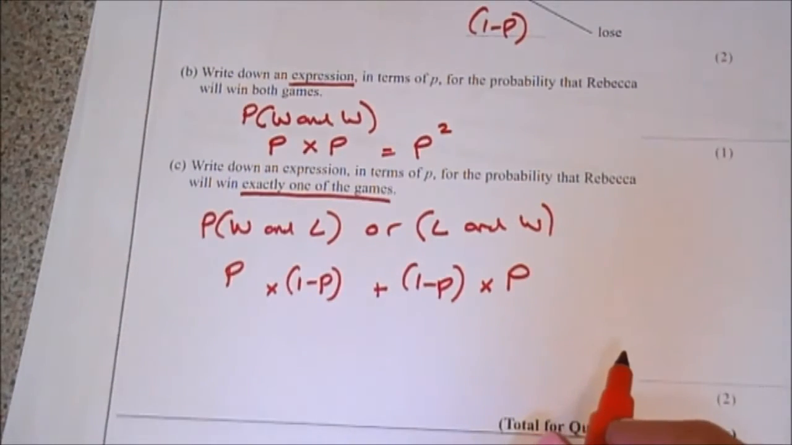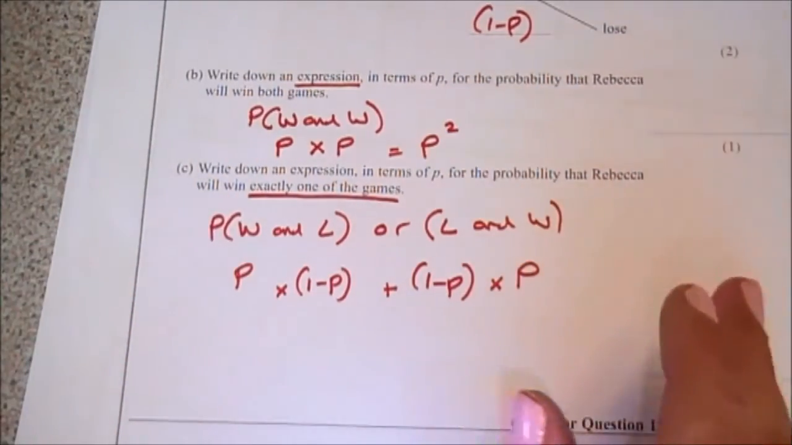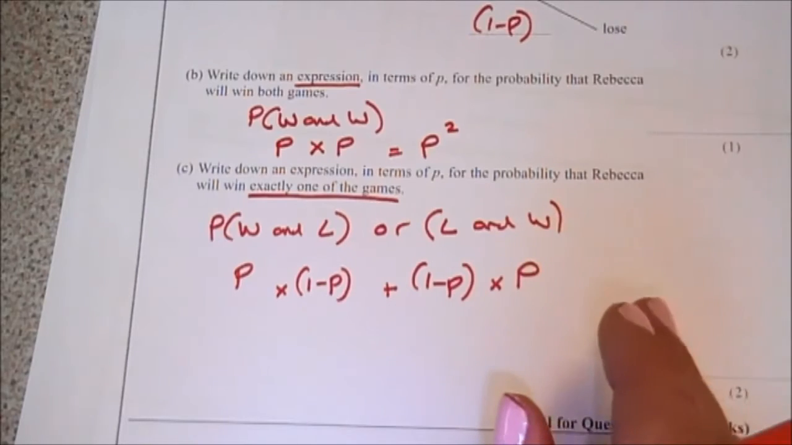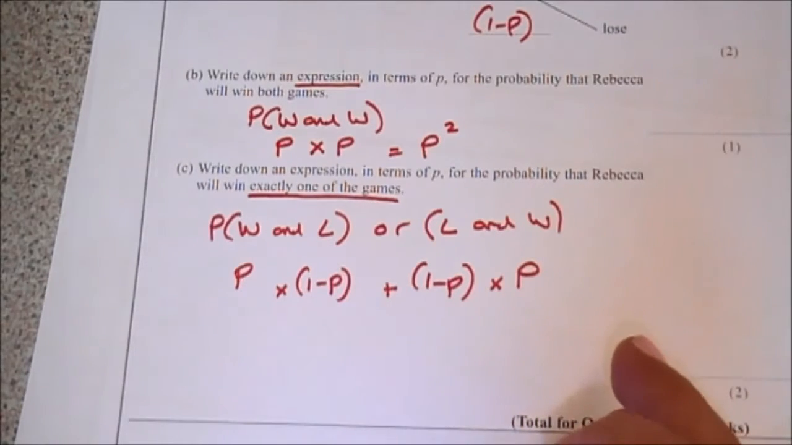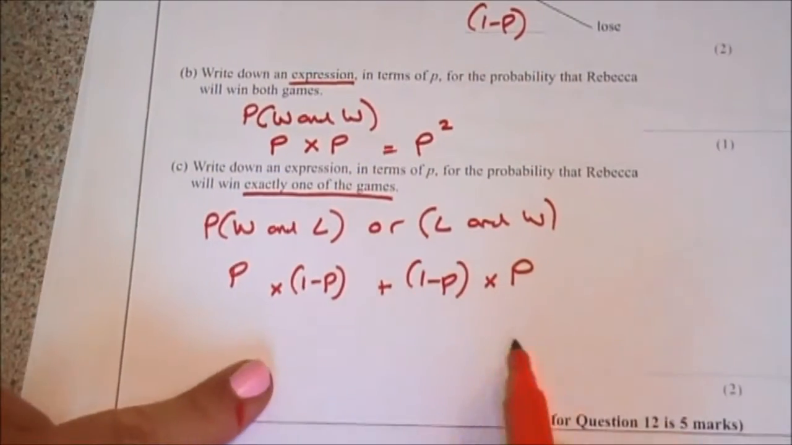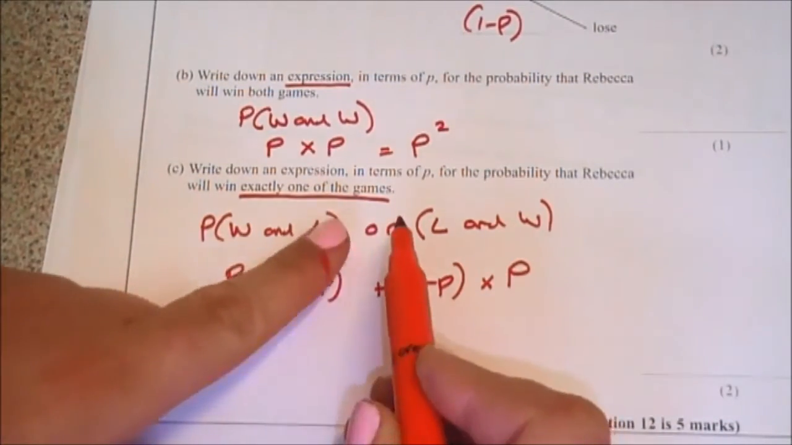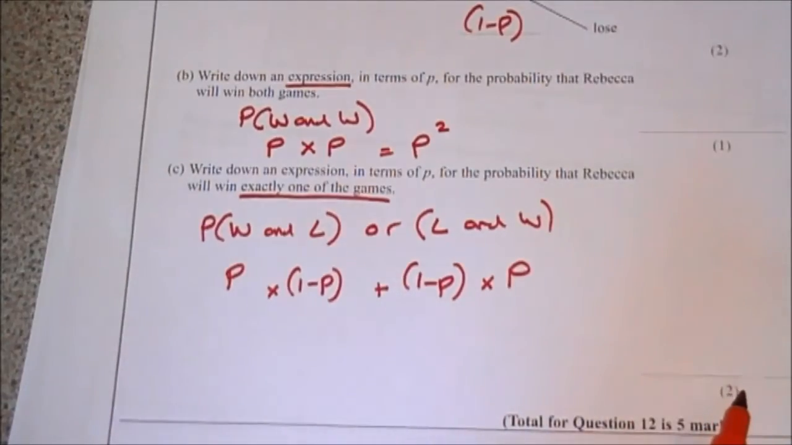And again, for this, they don't ask you for this in its simplest form. If they did, you could expand the brackets out if you wanted, and in the end, you'd come up with 2P minus 2P squared, or 2 times P times 1 minus P in brackets. There's all different ways, but they don't ask for it, so that is enough to get you the 2 marks. So and means times, or means add.